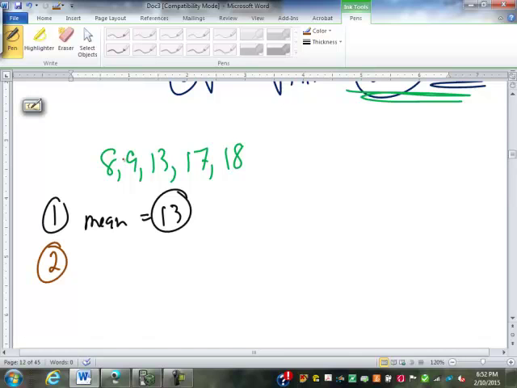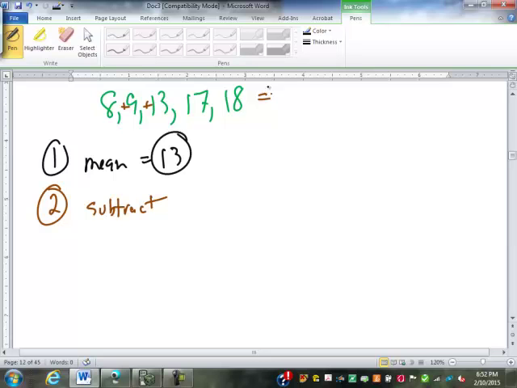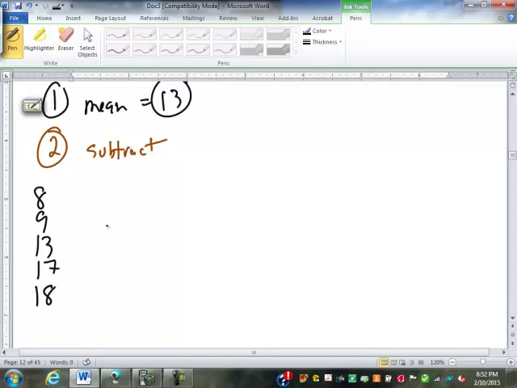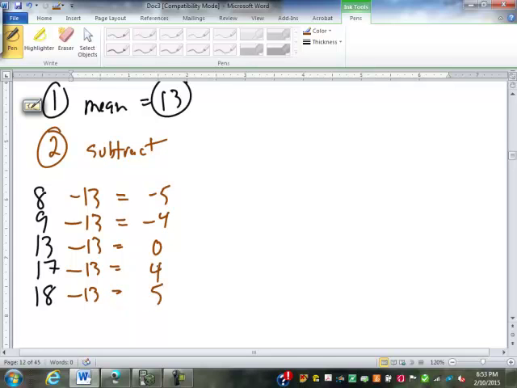When you're finding the mean, by the way, and you're adding them up, make sure before you divide by 5 or divide by n, you hit equals first and then divide by 5. Otherwise, it causes some really interesting answers. You guys get 13? Okay, what's step 2? Subtract that 13, the mean, from each. So we have 8, 9, 13, 17, and 18. And we are going to subtract 13. So what do we get? -5, -4, 0, 4, 5. Cool.